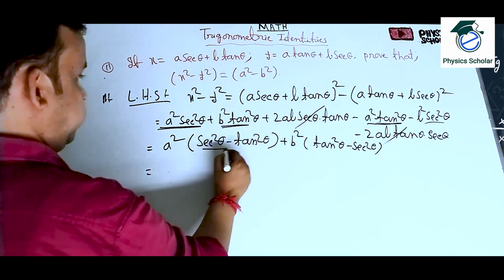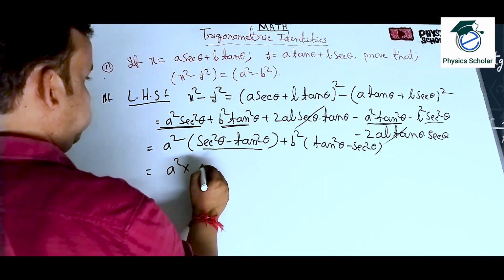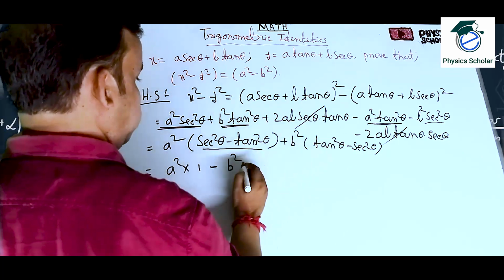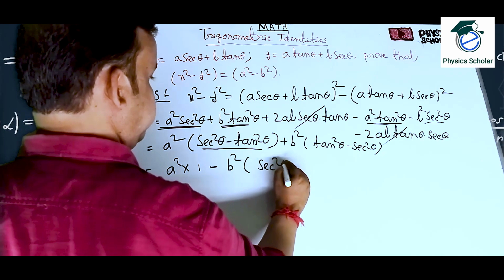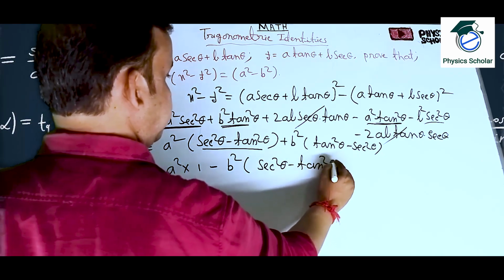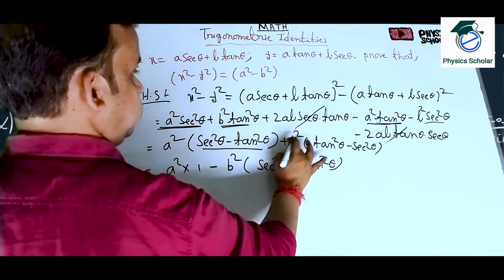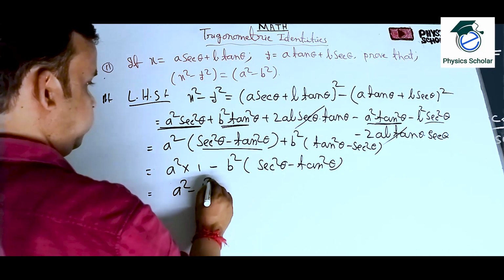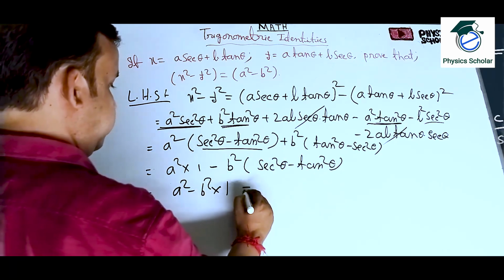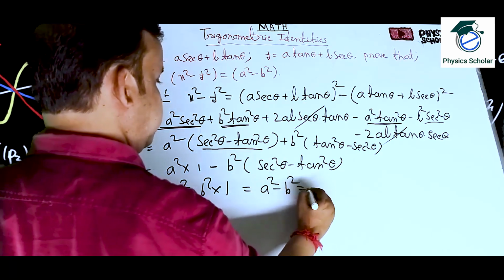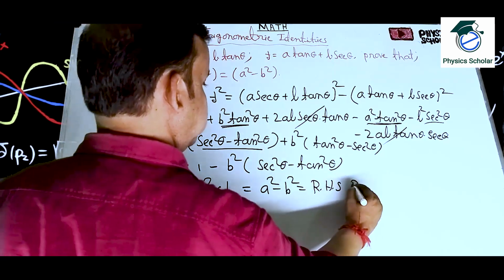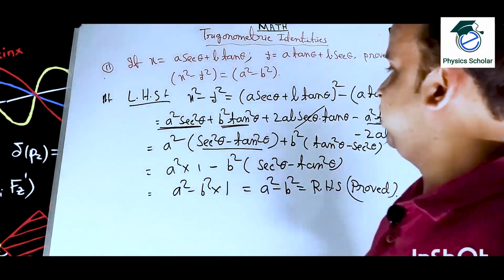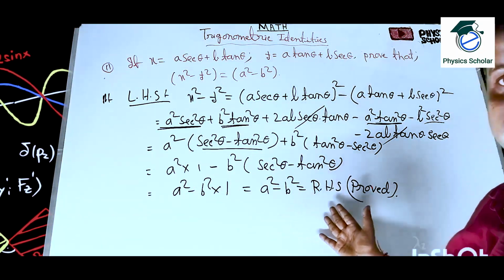So now it is what? Sec square theta minus tan square theta means 1. A square into what? 1. Minus b square, if we take minus common, so minus b square into what? Sec square theta minus tan square theta. We are taking minus common, so this sign will be plus and this sign will be minus. So now a square minus b square into sec square theta minus tan square theta, which is 1, is equal to a square minus b square, which is equal to right hand side. Proved. So this is the way you have to solve this sum.